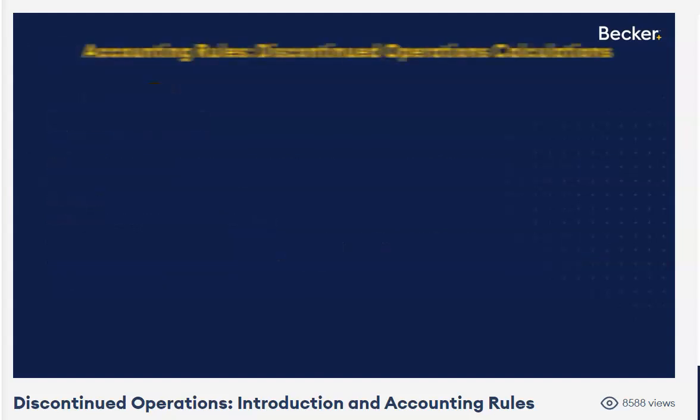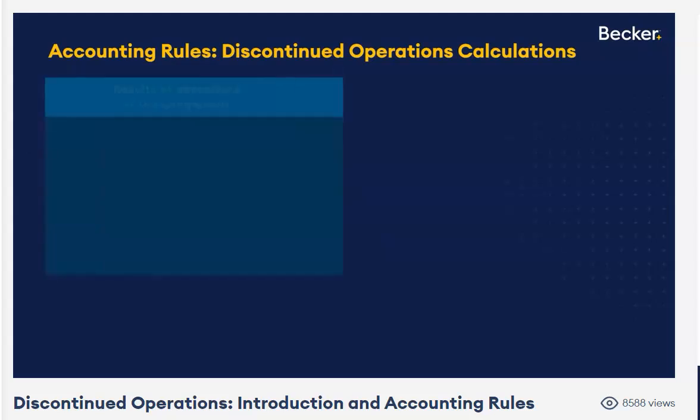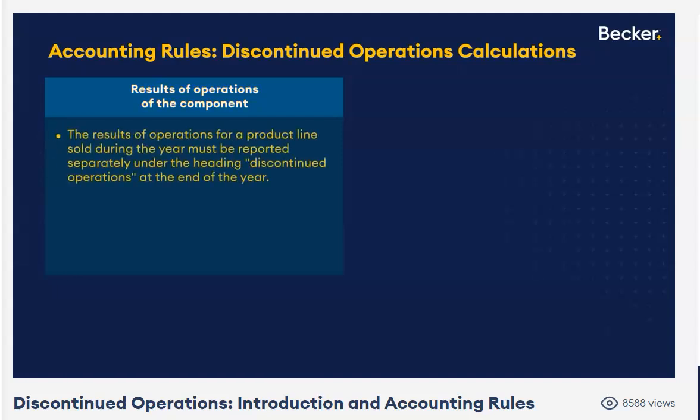Okay, now the types of calculations you might have to do in one of these problems. Number one, let's say they've decided to sell the business in June, okay? And now we're at December 31st. Well, all the results of operations for that particular product line or that geographic area that we're discontinuing, we've got to calculate the gain or loss on operations.